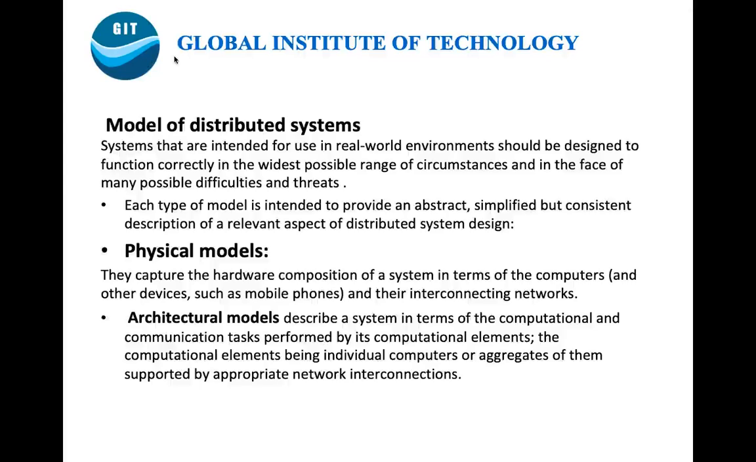The physical model captures the hardware composition of a system in terms of computers and their interconnecting networks. The architectural model describes a system in terms of the computational and communication tasks performed by its computational elements. The computational elements are individual computers or aggregates of them supported by appropriate network interconnection.